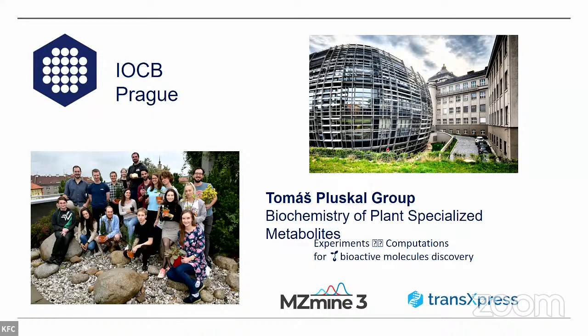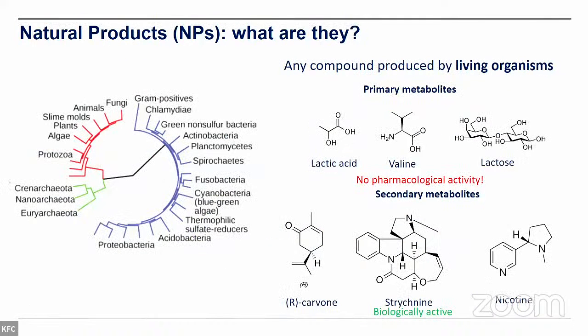So after this brief introduction, let's talk about what natural products are. As you know, during the course of evolution, multiple species evolved, and all living organisms have some chemical processes happening inside of them that they need to survive. So any compound that is produced during these chemical processes inside living organisms is a natural product.